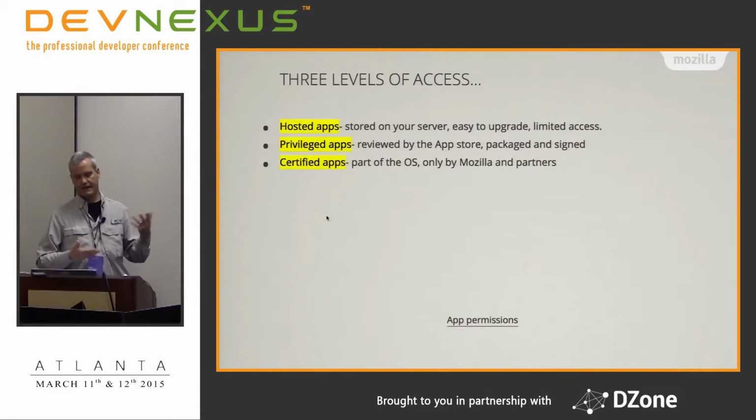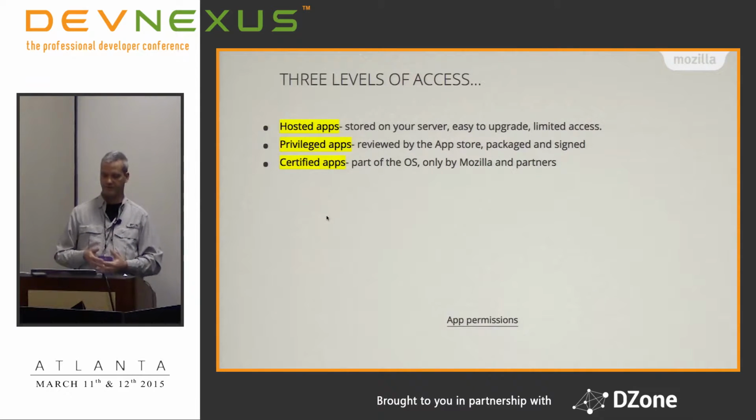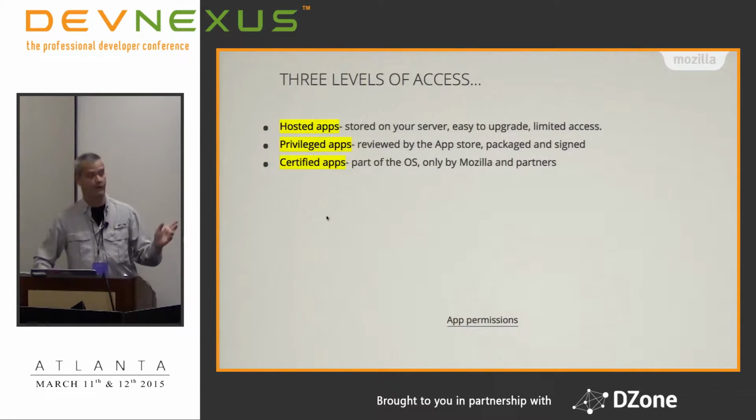We have three types of apps that you can run on a Firefox OS device. The hosted apps are apps whose code is actually located on your server. You add a manifest file to it, and they just point the phone to it, and it'll install the manifest and get all the proper pointers so the phone can run the app right there.